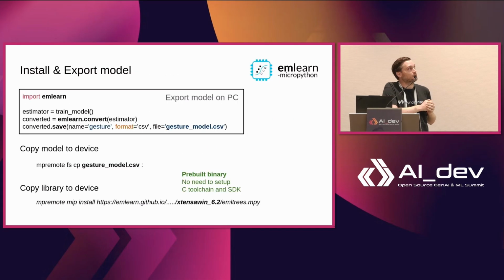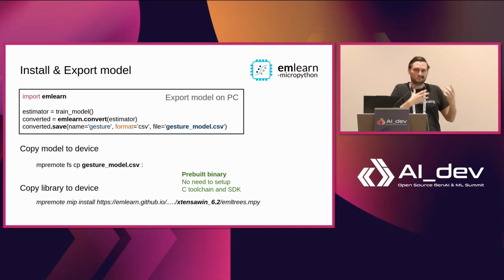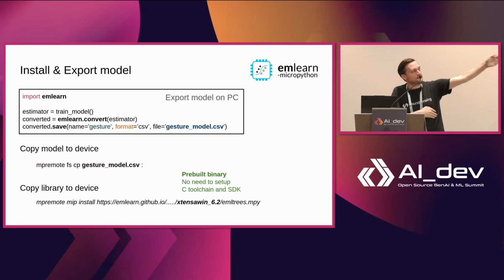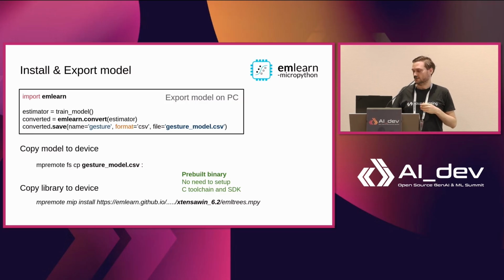Using that is conceptually very similar to C, but with a little bit more convenience to import the library. On the PC side it looks basically the same, but we support storing to a loadable format, like CSV in the case of trees. You can then copy that file over to your device at runtime, so you don't need to reflash and things like that. It's quite convenient. And then here's how you would install the C module that enables the classifiers to run.